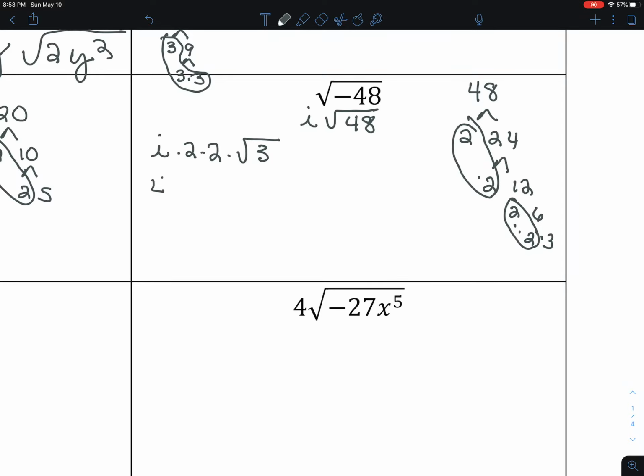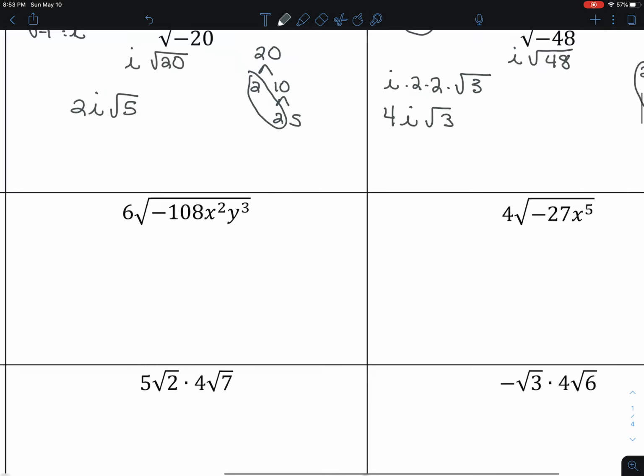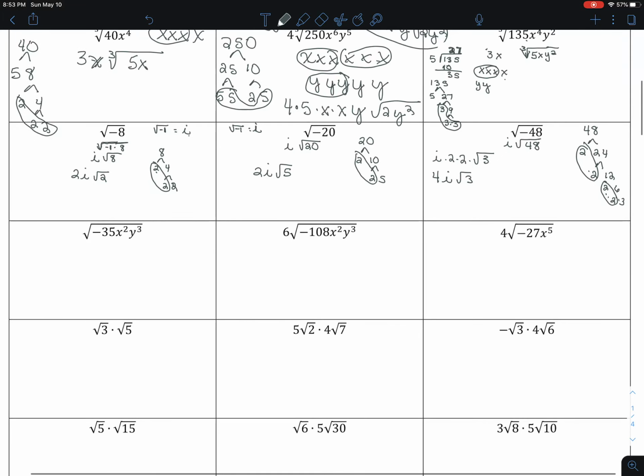And that's going to be 3. So my answer is 4i square root of 3. Now these at the bottom are exactly the same. It's just I added variables, but we've already done that as well. So I'm going to encourage you to pause the video and try to simplify them and then come back.